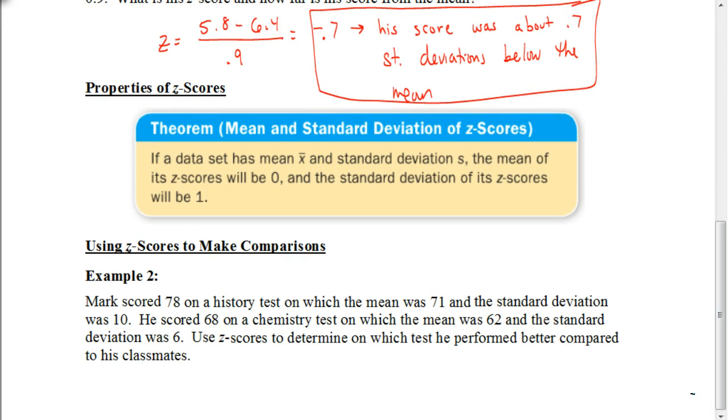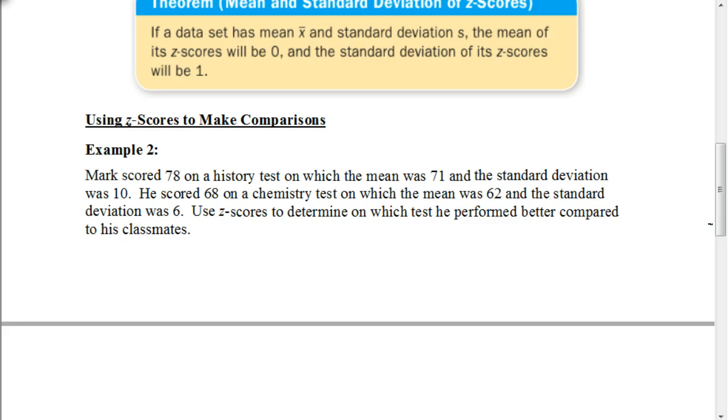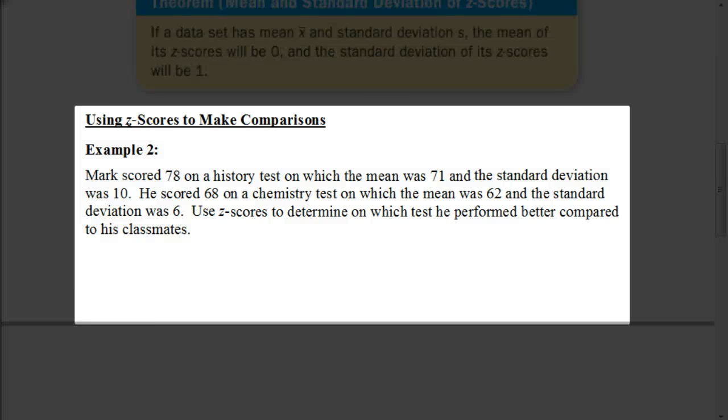So now let's look at how we can use z-scores to make comparisons. Let's look at this next example. Let me scroll down a little bit more here. It says Mark scored 78 on a history test on which the mean was 71 and the standard deviation was 10. He scored a 68 on a chemistry test on which the mean was 62 and the standard deviation was 6. So we want to use z-scores to figure out on which test did he perform better compared to his classmates.